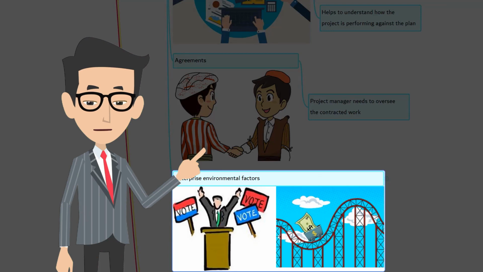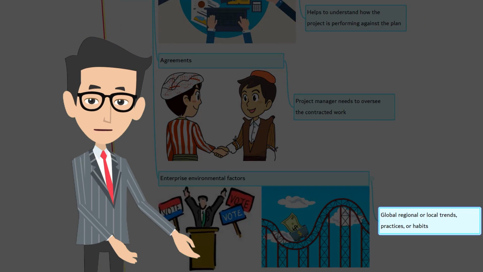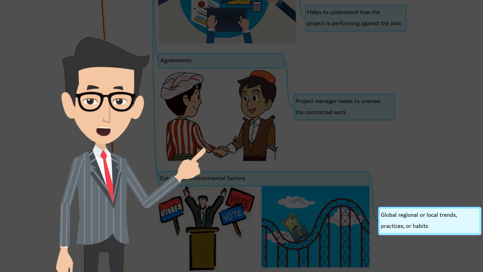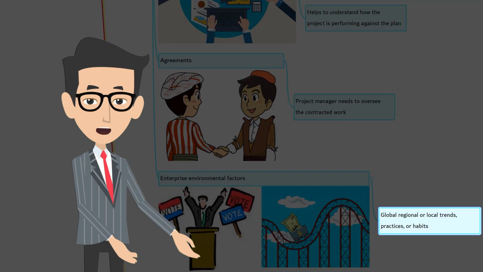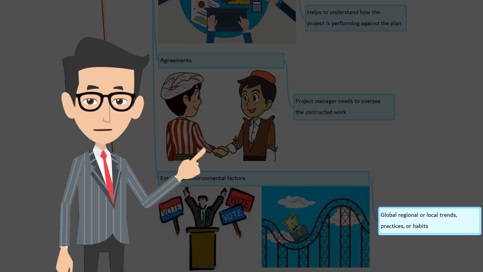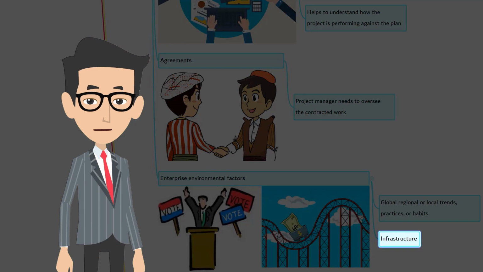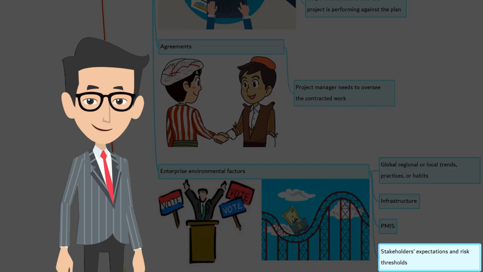Enterprise environmental factors. Let's look at some of the EEFs that are used as inputs. Government or industry standards, such as the regulations by regulatory agencies, product standards, quality standards, and workmanship standards. Infrastructure. Example, existing facilities and equipment, organizational telecommunication channels. PMIS. Project management information system such as scheduling, cost, resourcing tools, performance indicators, databases, project records, and financials. Stakeholders' expectations and risk thresholds.